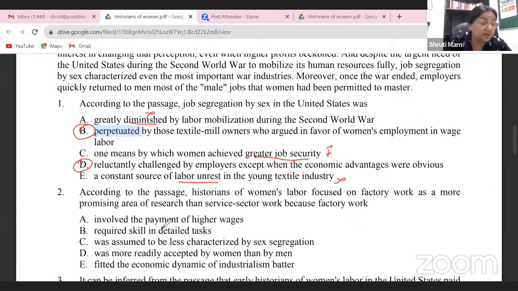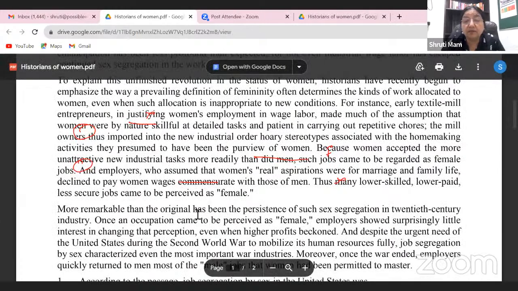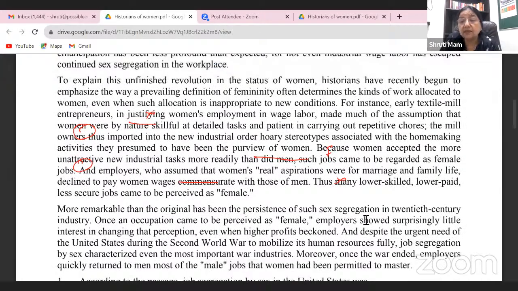They showed little interest in challenging job segregation. It was disregard. Even when higher profits beckoned, did we not read this line? Such segregation, can you see, even if there were more profits, yet they did not. Employers showed surprisingly little interest in changing that perception, even when higher profits beckoned.